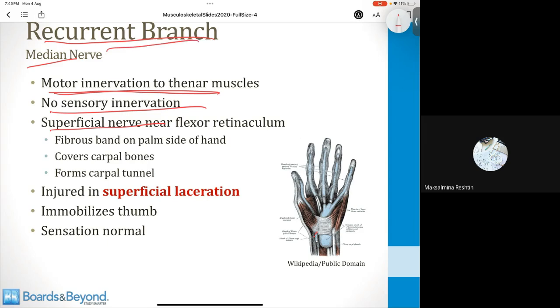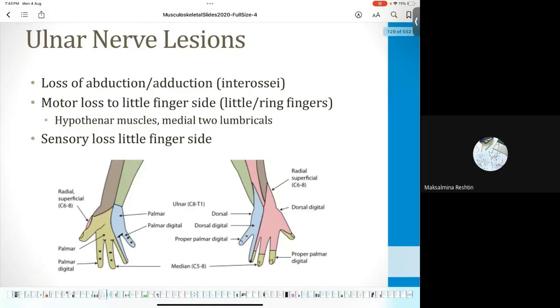It can lead to problems with the muscle supply due to this nerve, and we won't be having any sensory problem, that is, the 3.5 fingers' sensory innervation is not disrupted, because we know that the 3.5 is supplied by the median nerve. So it's really important to remember this branch of median nerve as well, right? So the thumb is immobilized, and the sensation is normal because you do not have any sensory supply. The ulnar nerve lesion we discussed in detail.